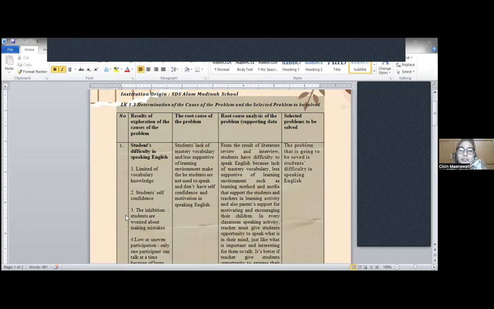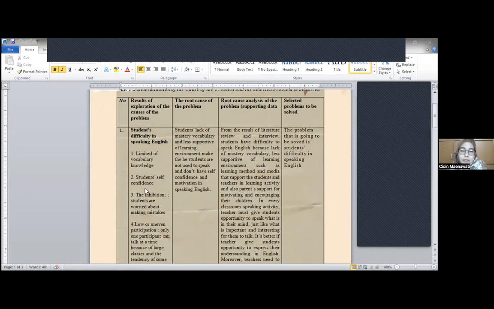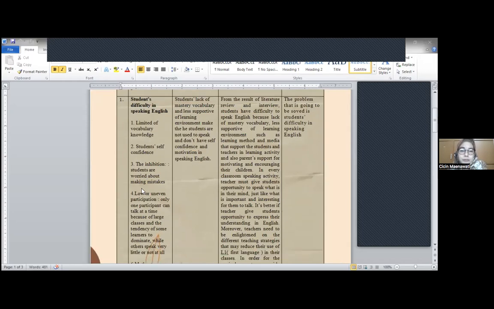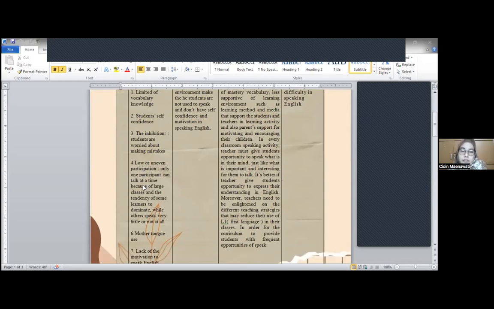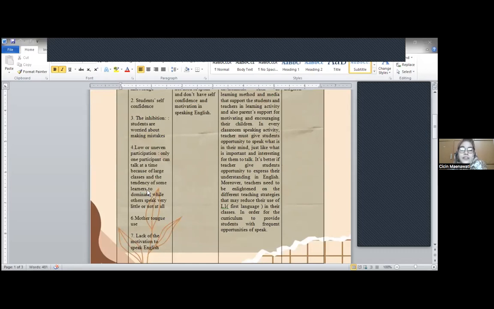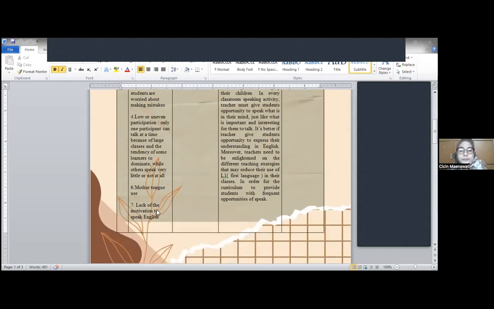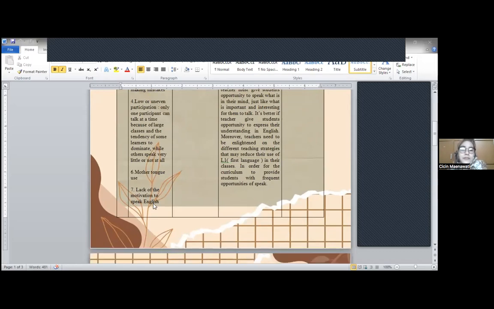This is my LK 1.3. The determination of the cause of the problem and selected problem to be solved. The result of exploration of the causes of the problem is students' difficulty in speaking English because of limited vocabulary knowledge, student self-confidence, and inhibition. Students are worried about making mistakes, low or uneven participation. Only one participant can talk at a time because of large classes and the tendency of some learners to dominate while others speak very little or not at all. Number 6, mother tongue use, and 7, lack of motivation to speak English.